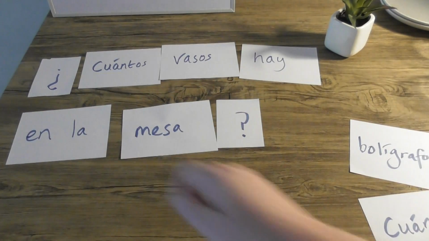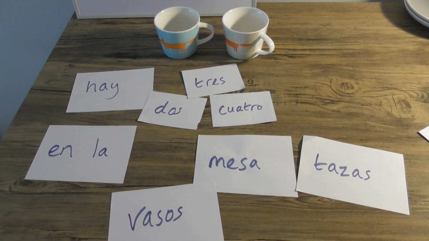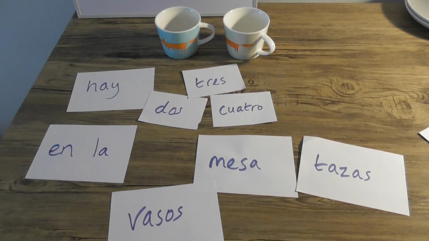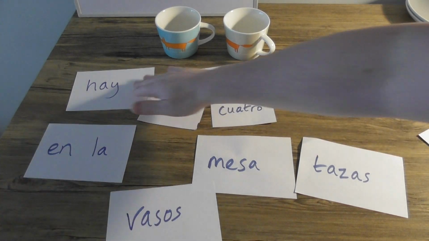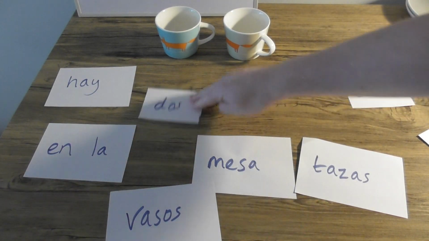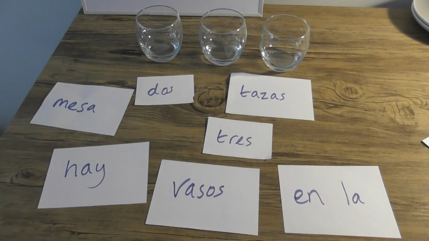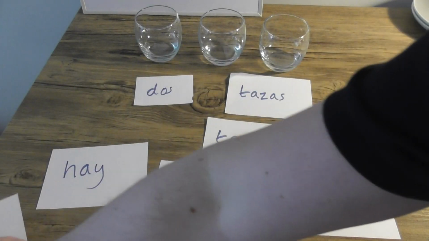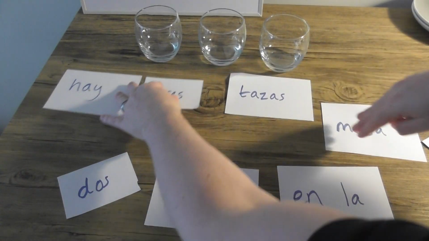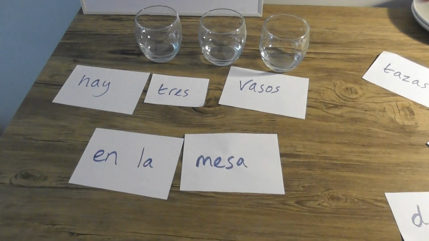How many glasses are on the table? ¿Y cómo se dice en español? There are 2 cups on the table. Bueno, hay 2 tazas en la mesa. ¿Cómo se dice en español? There are 3 glasses on the table. Bueno, hay 3 vasos en la mesa.